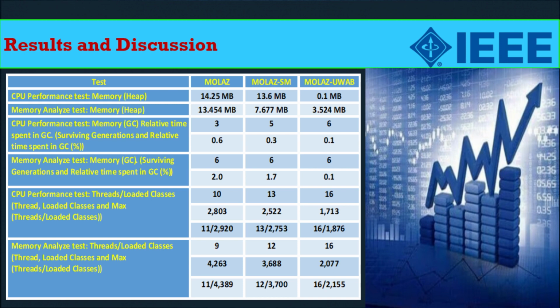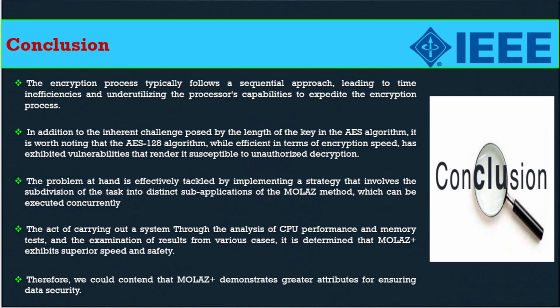When comparing threads and loaded classes in MOLAZ and MOLAZ Plus, the relative value in MOLAZ Plus is smaller than in MOLAZ, with the max relative equal to 112,920 to 132,573. As a result, when the CPU performance test and memory analysis test are used, the processor in MOLAZ Plus performs more consistently and at a higher speed than the processor in MOLAZ.